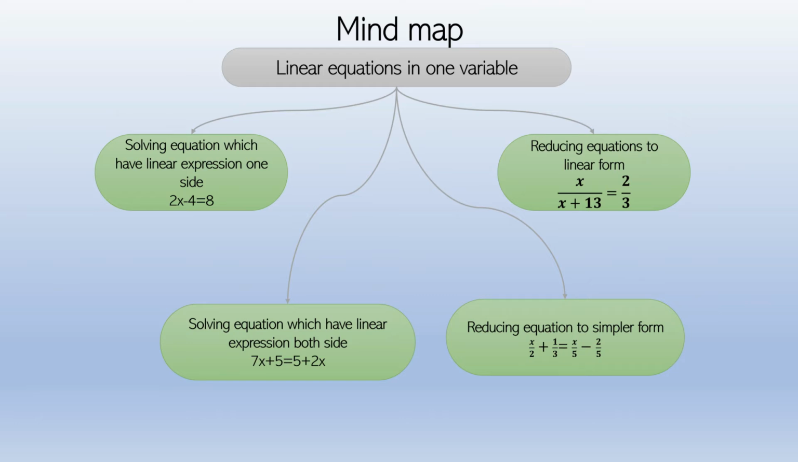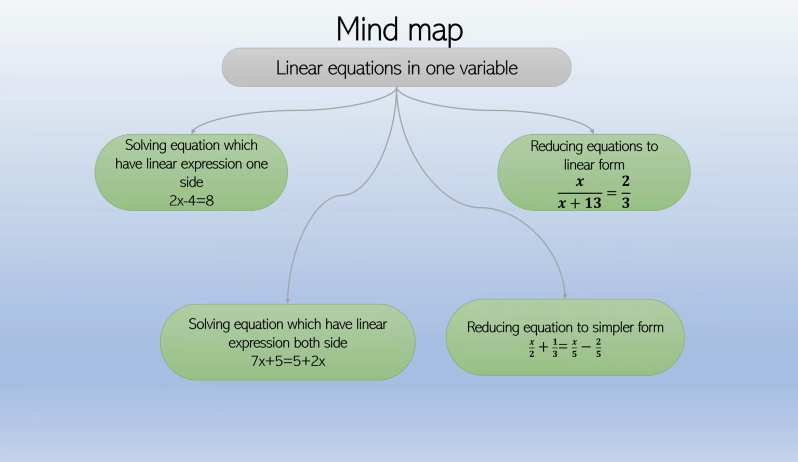Now come to the first method. In the first method, we have learned to solve linear equations which have a linear expression on one side and a constant on the other side. Example: 2x minus 4 equal to 8. In the second method, we have learned to solve linear equations which have linear expressions on both sides. Example: 7x plus 5 equal to 5 plus 2x.